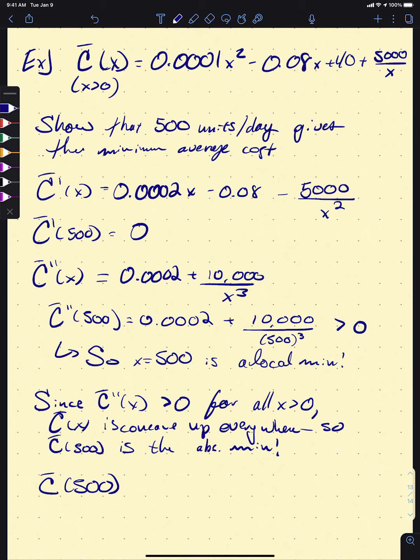And we could calculate that, c bar of 500. I'll let you again work this out on your own. You can plug this into your calculator, work it out by hand. It comes out to 35. So the most efficient way to run your chess manufacturing is to produce 500 units a day, at which point they will cost $35 a piece. And if you produce any more or any less, your average cost will go up.